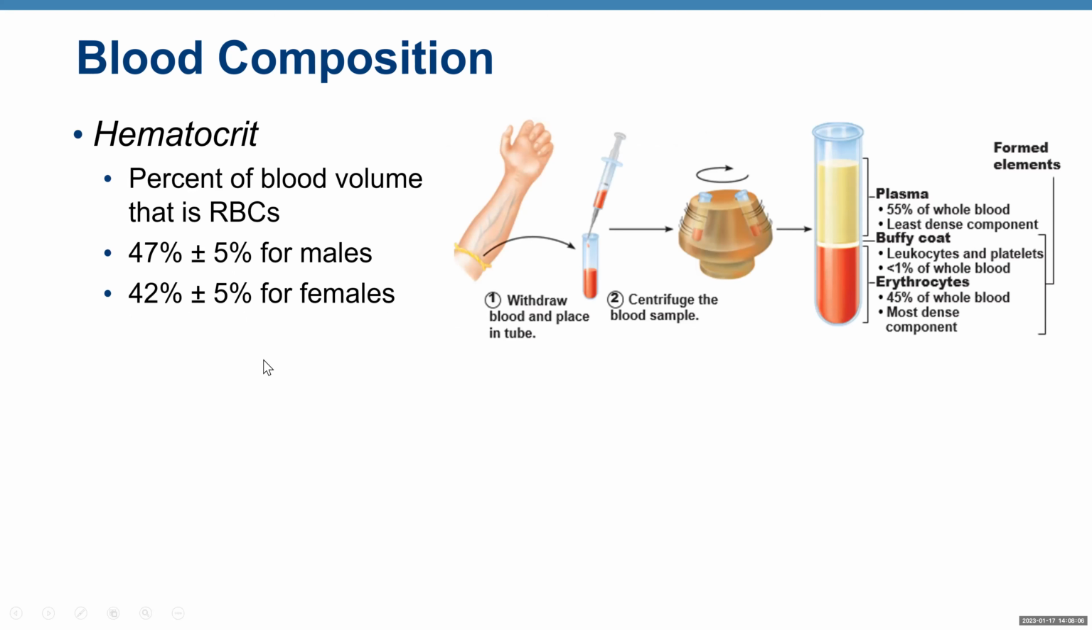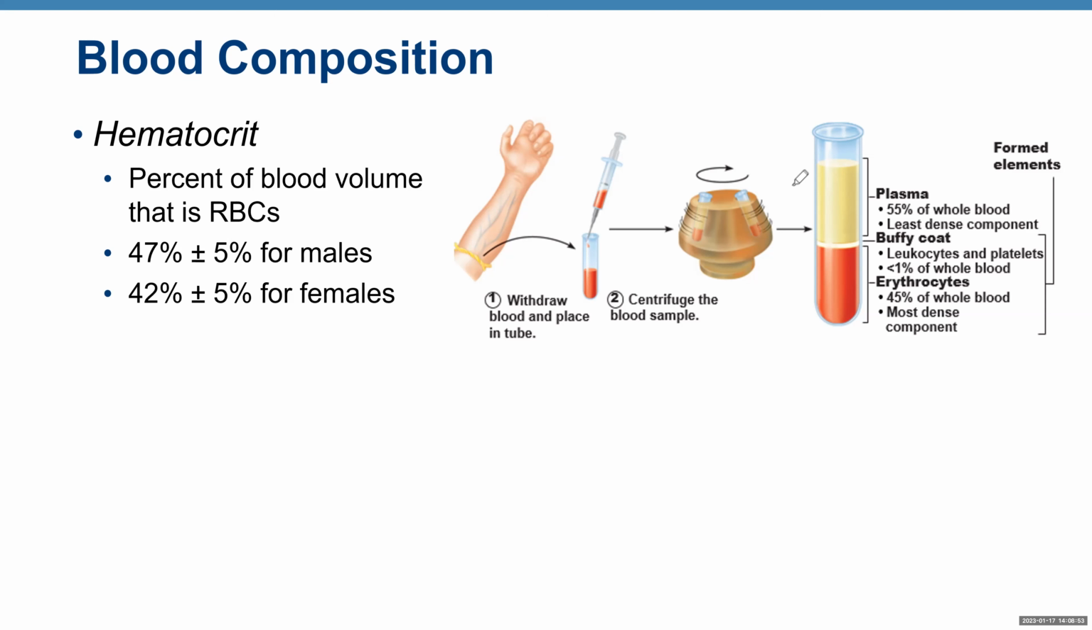Hematocrit is the percent of blood volume that is red blood cells. Now, if we draw blood and put it in a test tube and then centrifuge the tube, the components of blood will be divided based on how heavy they are. On the bottom, we will have the heaviest material, and that is erythrocytes. Then the buffy coat, less than 1% of whole blood, includes leukocytes and platelets. And on the top of the test tube, you will find plasma. That is about 55% of whole blood. It's the least dense component.